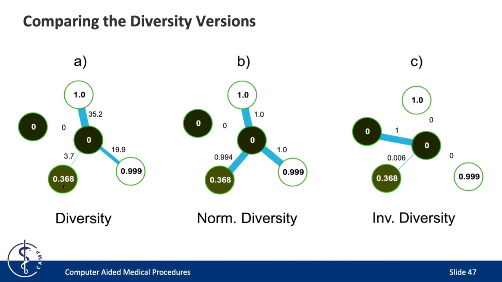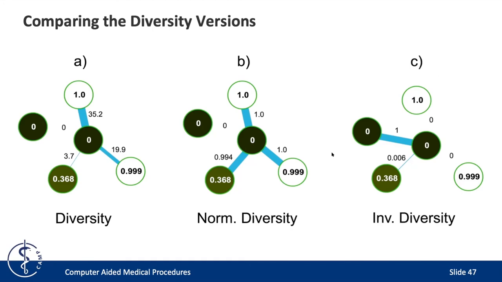When we have elements that have similar expectation, we can see that a perfect match will be weighted by zero by the diversity. And something that maybe is not a perfect match, but is more or less similar, for example, an expectation of zero and an expectation of 0.3, we will have a small weighting, at least compared with these two connections here. Okay, so let's skip for the moment this normalized diversity and take a look at the inverse of the diversity.